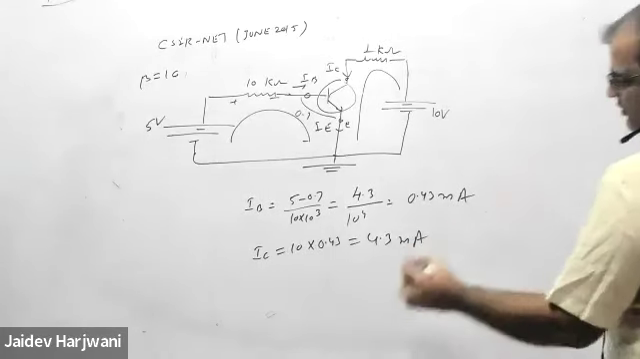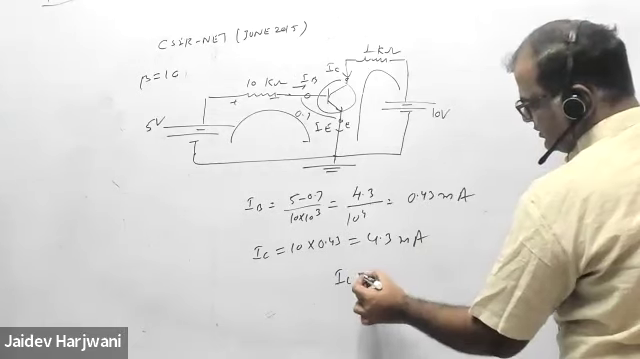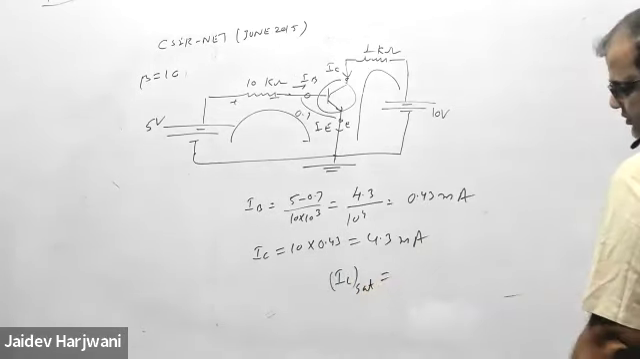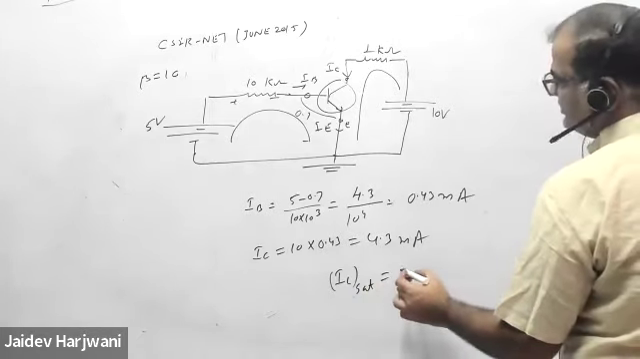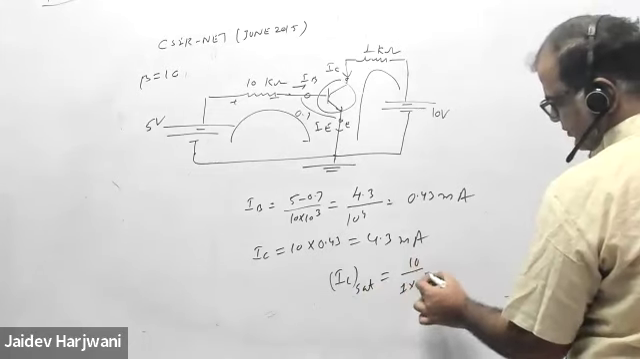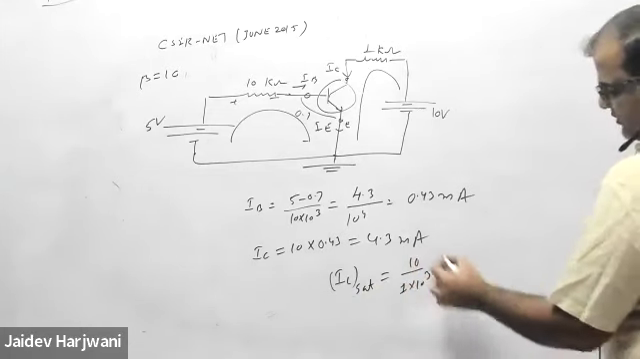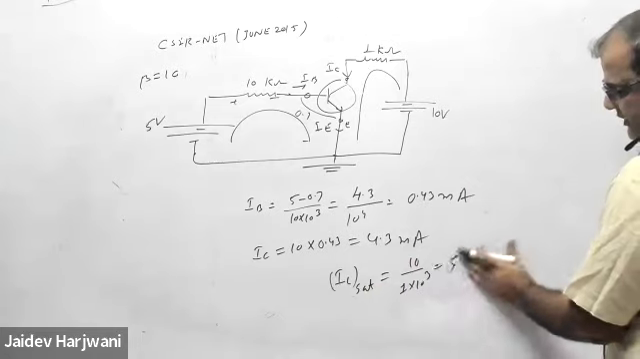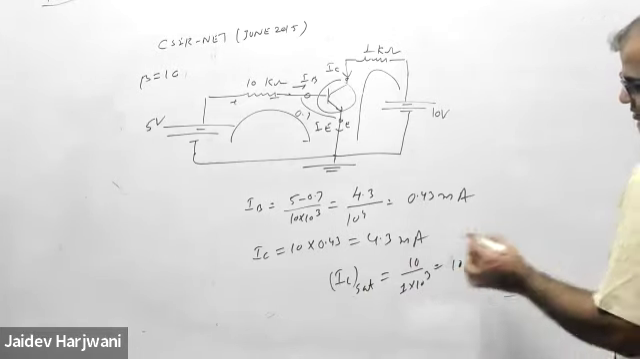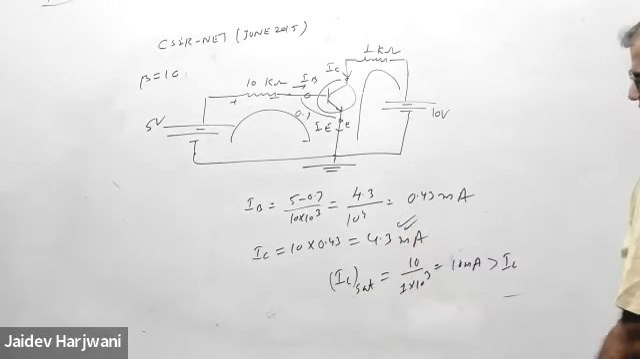Now compare with IC saturation. IC saturation is VCC upon 1 kilo ohm. That has become how much? 10 milliampere, which is greater than IC. So this is the correct value of current in the circuit.